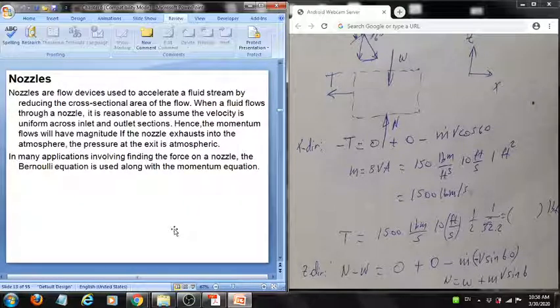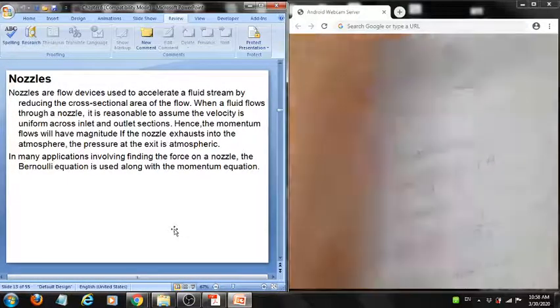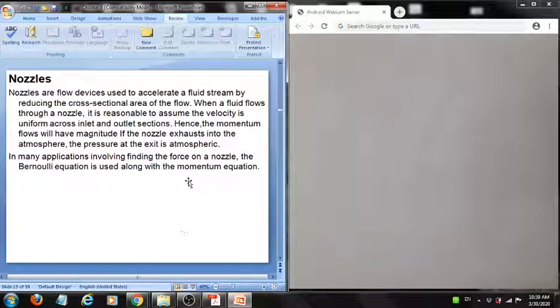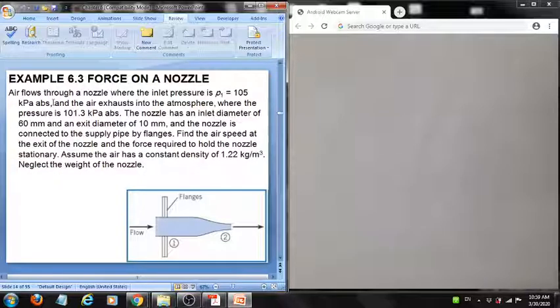Let's continue. Nozzles. What are nozzles? Nozzles are fluid devices that accelerate the fluid. To understand their function, let's consider this example. In this case, we have a nozzle connected to a pipe system. The fluid here has a pressure, and the fluid is ejected to the outside atmospheric pressure.